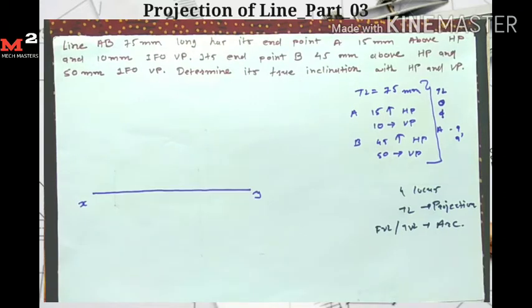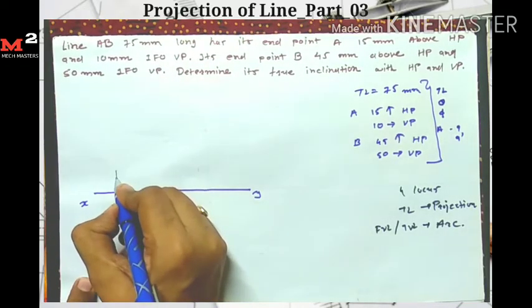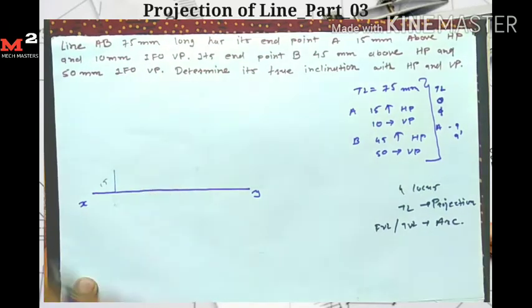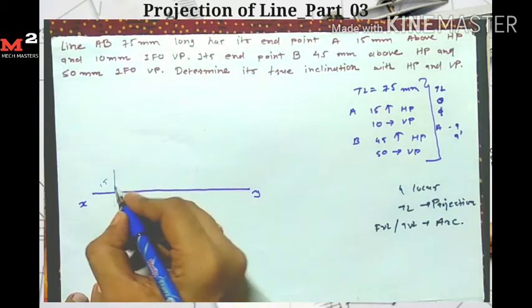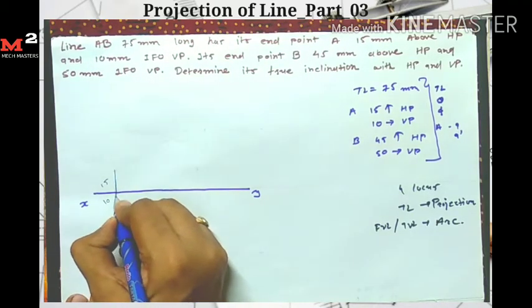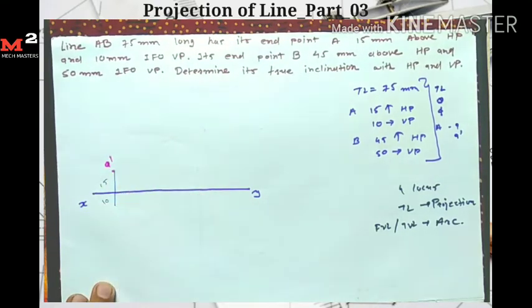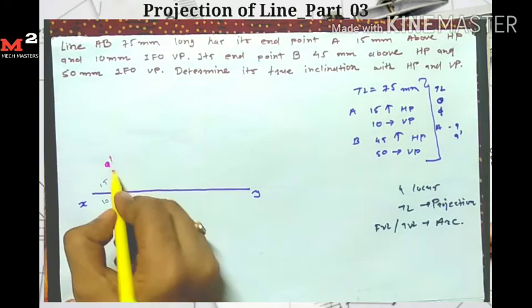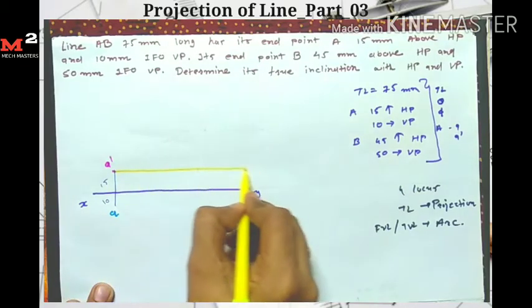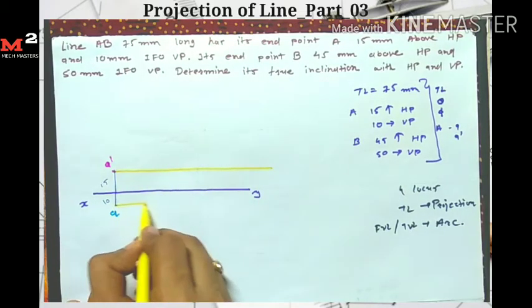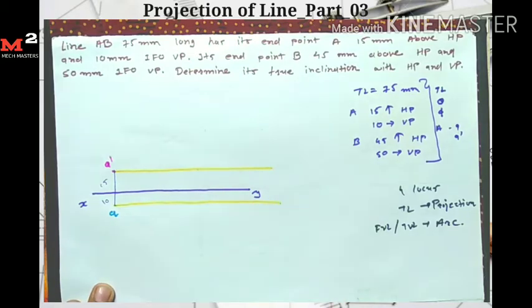First I draw the reference line XY. Now I represent point A. Point A is 15 mm above HP, so from here I measure a 15 mm distance, and 10 mm in front of VP, so from here I measure 10 mm and draw one line here. So I get my A dash point here and A point here. Now I draw the locus for A dash and A. From here I draw one horizontal line, this is my locus for point A dash. Similarly here I draw one horizontal line, this is my locus for point A.